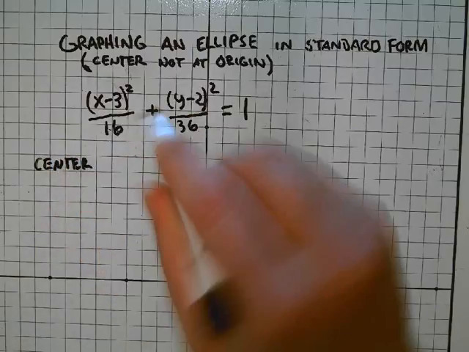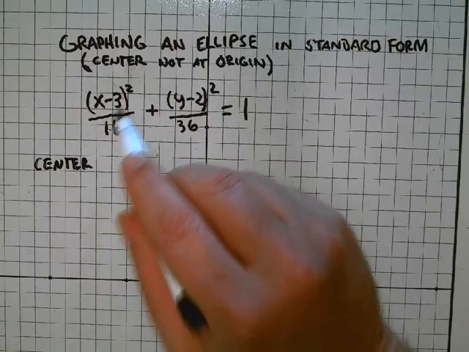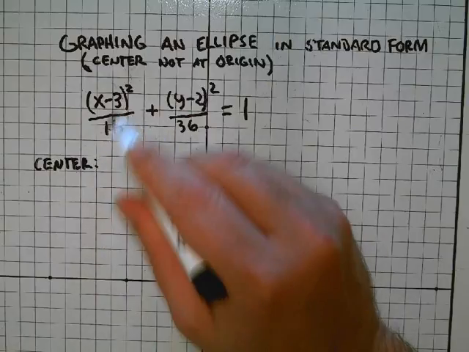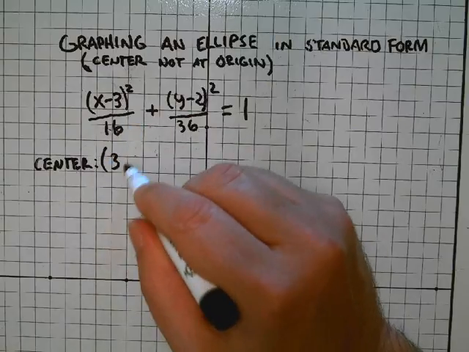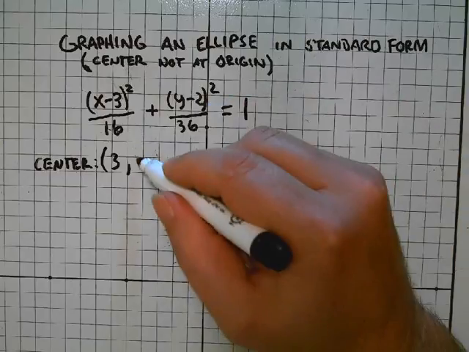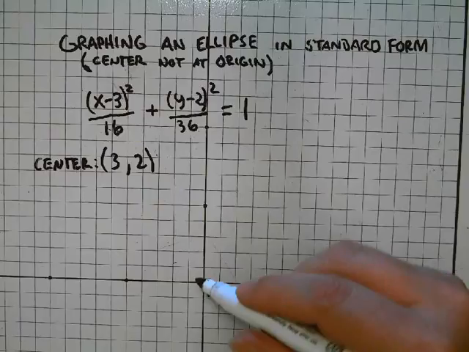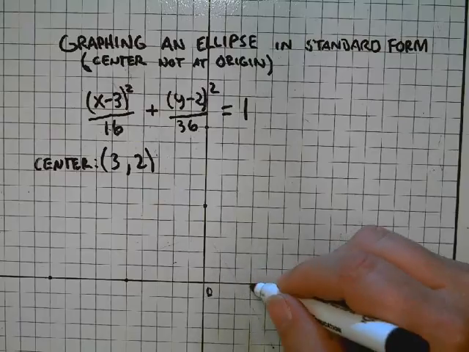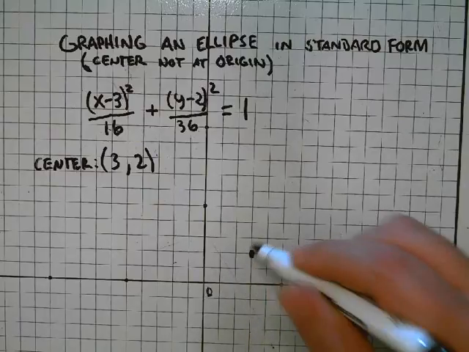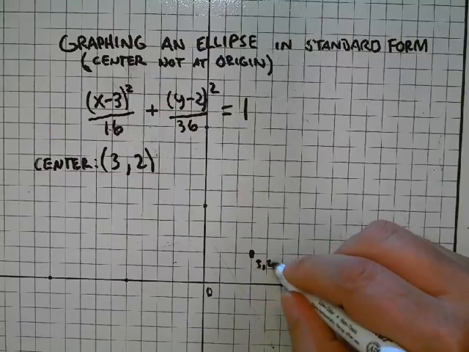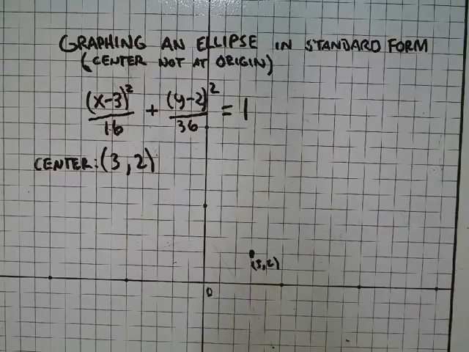from this equation is change sign, so it's a -3 in the parentheses, so it's a +3. It's a -2, so it's a +2. So, we're going to go ahead and plot that. Our center is 3, 2.